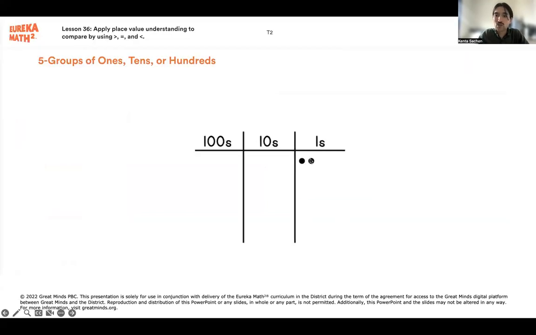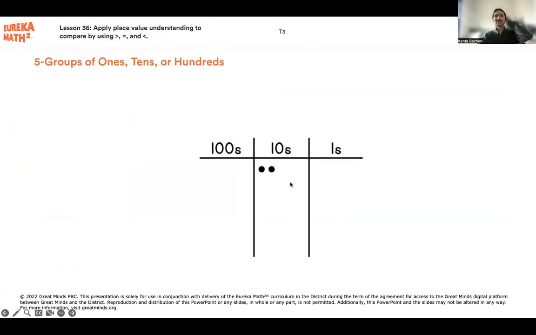We have 2 dots in the ones, right? And remember, if there's 2 dots in the ones, this number is 2. What if there's 2 dots in the tens? What number does this represent? Does not represent 2. What number is this, Twyla? Yeah, it's 20, right? 10, 20.